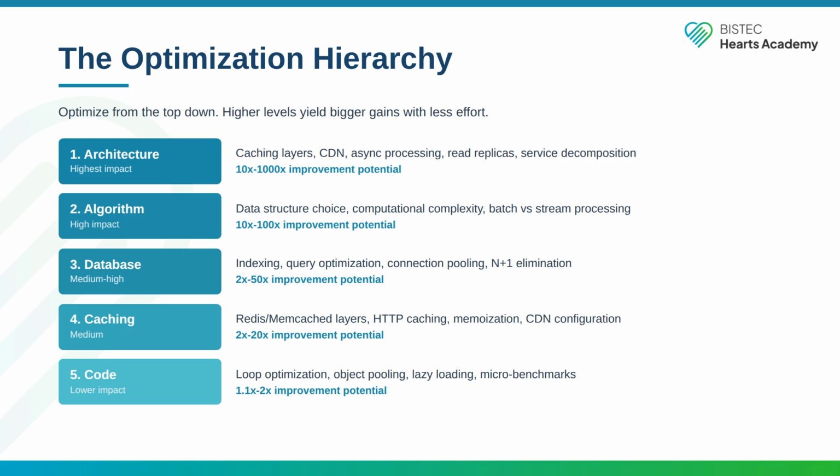Level 5 is code, loop optimization, object pooling, lazy loading. 1x to 2x at best. This is where inexperienced developers usually start optimizing, and it's the wrong place to start. The rule is simple: always work top-down. Don't micro-optimize code when your architecture is serving every request from a single database with no caching.